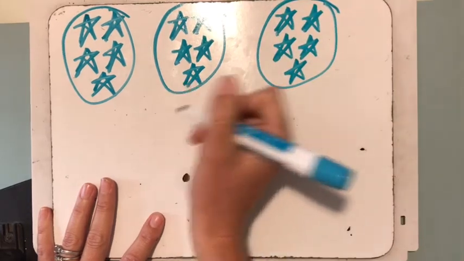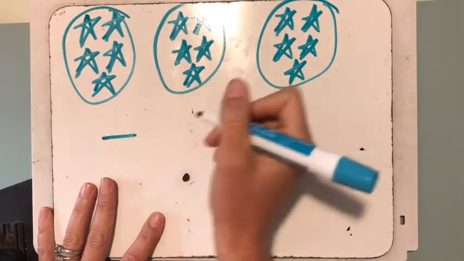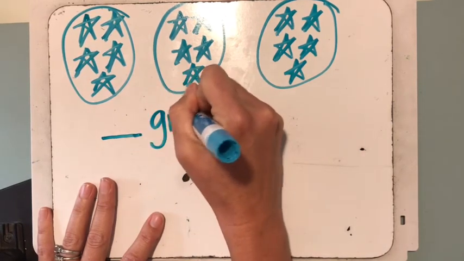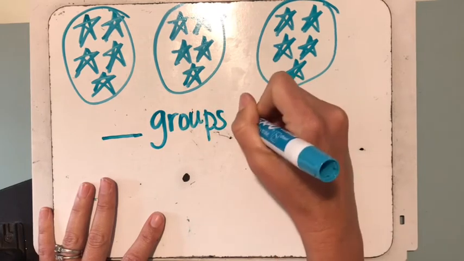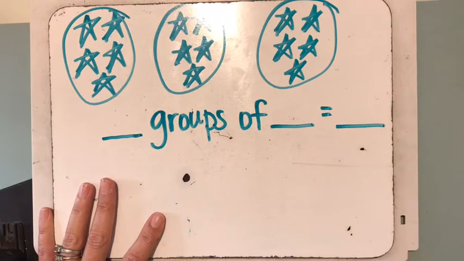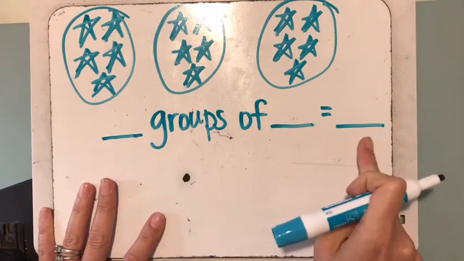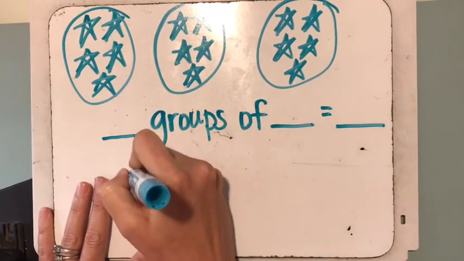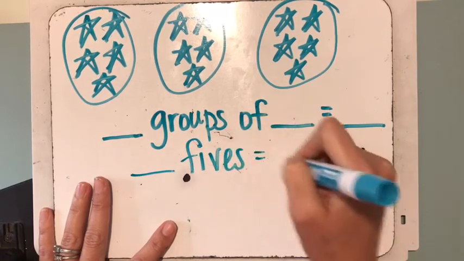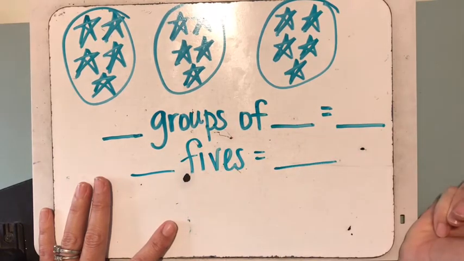Okay, here we go. So blank, I want you to pause the video after I write this. Blank groups of blank equals blank. Pause the video, write that down, fill it in. See if you can find the answers to those blanks. The next one is blank 5s equals blank. Pause the video, write that down, fill it in.